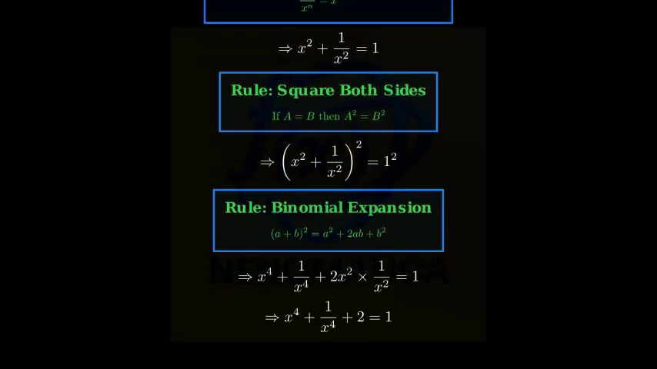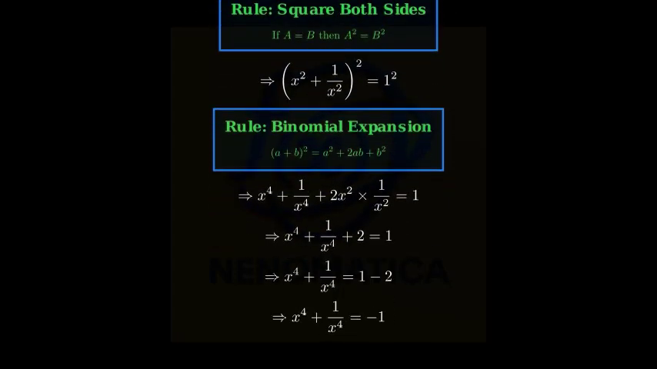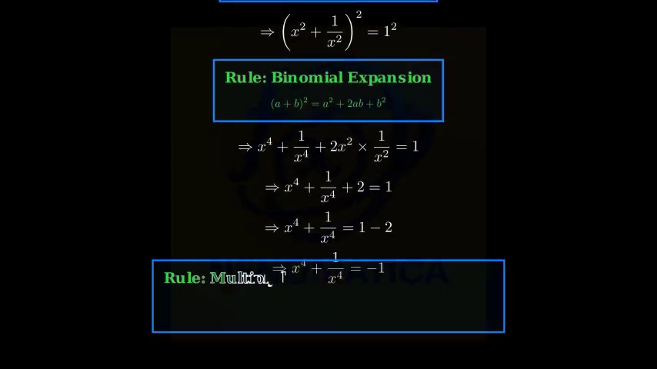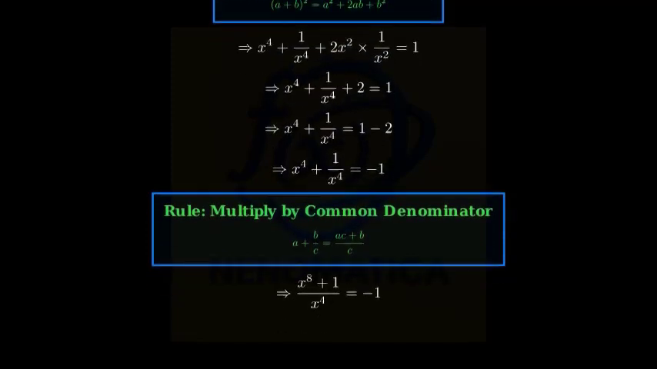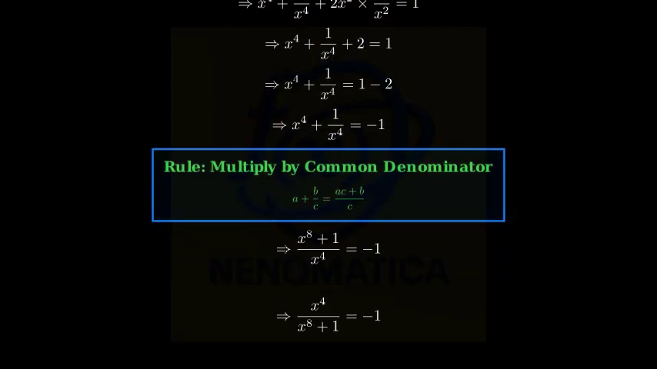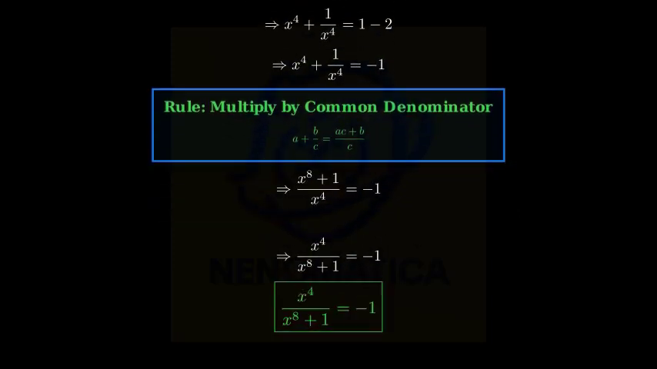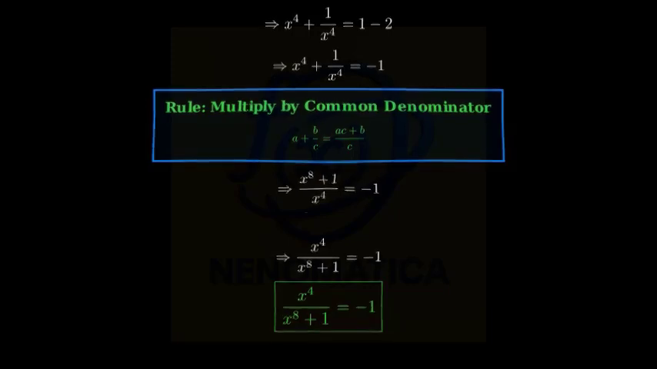Let's simplify the middle term. 2 times x squared times 1 over x squared is just 2. Subtracting 2 from both sides, we get x to the fourth plus 1 over x to the fourth equals -1. Now, let's multiply both sides by x to the fourth to get a common denominator. We get x to the eighth plus 1 equals -x to the fourth. Finally, we can multiply both sides by -1 and rearrange to get x to the fourth over x to the eighth plus 1 equals -1. Therefore, the value of x to the fourth over x to the eighth plus 1 is -1.